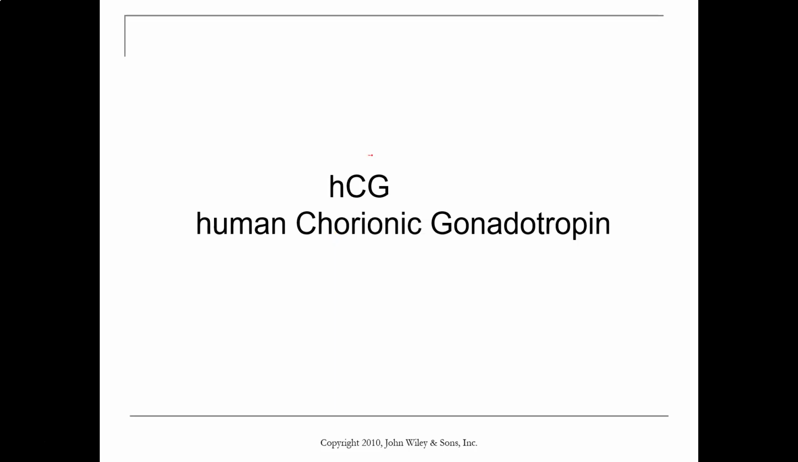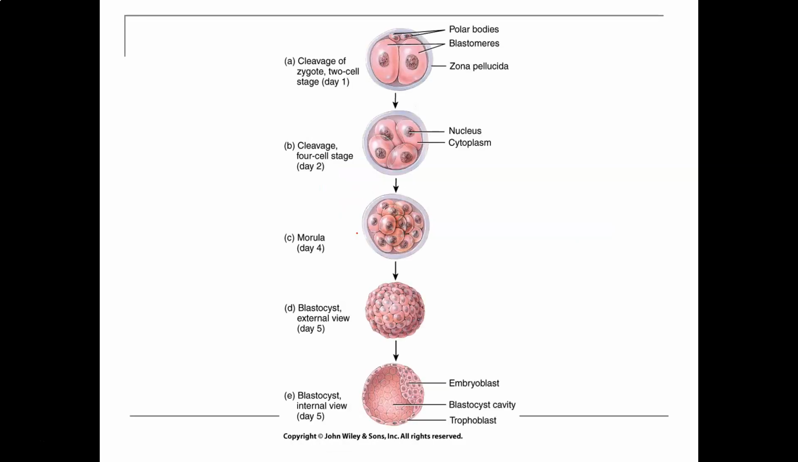So HCG is often referred to as the hormone of pregnancy because it's not going to be around unless there's a blastocyst that starts making it. And in fact, this is the hormone used in pregnancy tests. They look for the presence of HCG. If it's there, then the woman is pregnant.